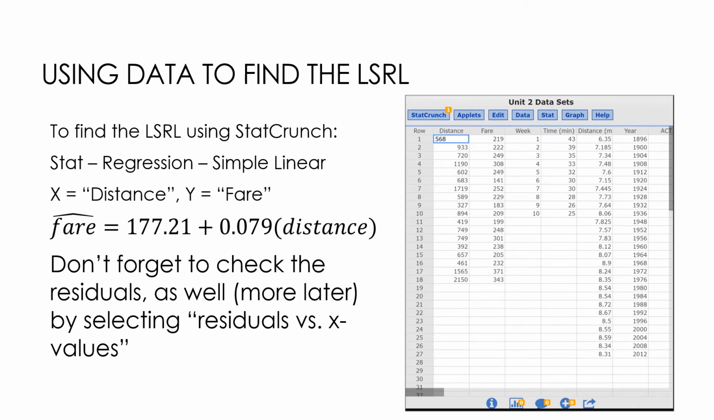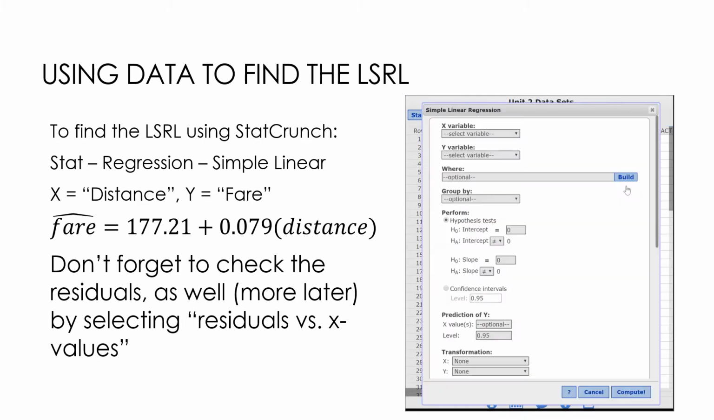So now that we have determined which variable is response and which is explanatory, I'm going to open my Unit 2 data set. I'm going to go to Stat, Regression, Simple Linear. This is the important part where I'm choosing which one is which. So I have chosen that the distance is the explanatory variable and the response variable is the fair.